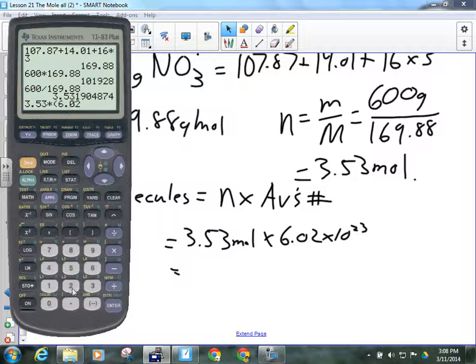6.02. Then on the TI-83, I hit second, and I hit the comma, and it gives me this little e. The little e means times 10. Then I put in the 23. If you've got an EXP button, you'd go 6.02 EXP 23. Everybody follow? That's how you get that in there. Close off the brackets and hit enter. There's how many molecules of silver nitrate there are in 600 grams. So in 600 grams of silver nitrate, there are 2.13 times 10 to the 24 molecules.